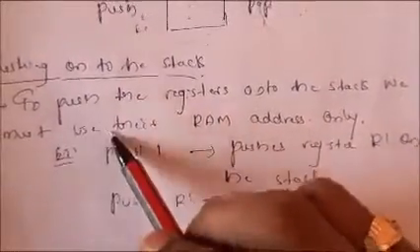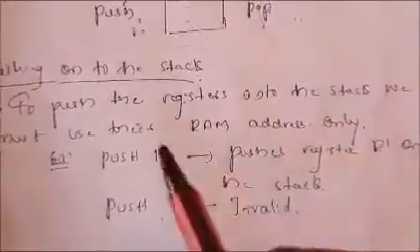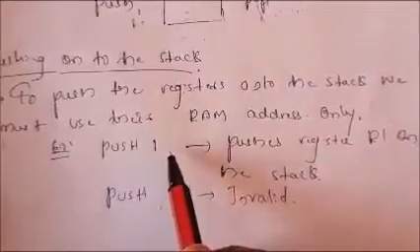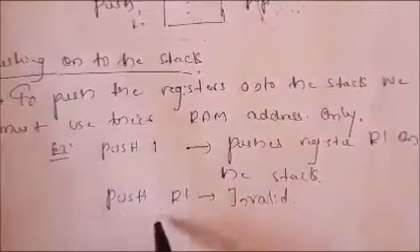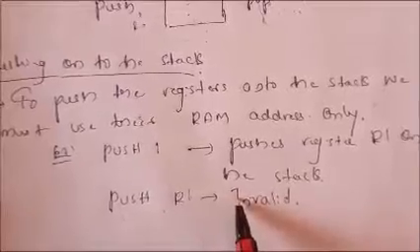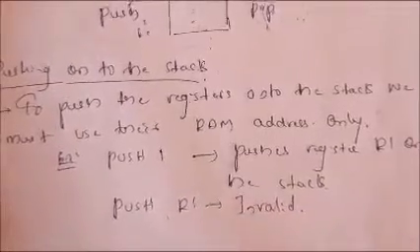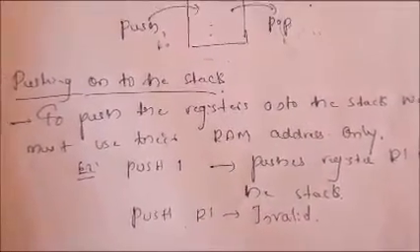So this is pushing. The pop operation is also the same. If you write pop space 1, that is valid. If you write pop space R1, that is invalid. We need to write only the direct memory location for the respective registers.